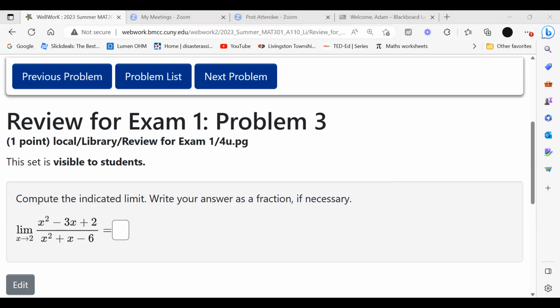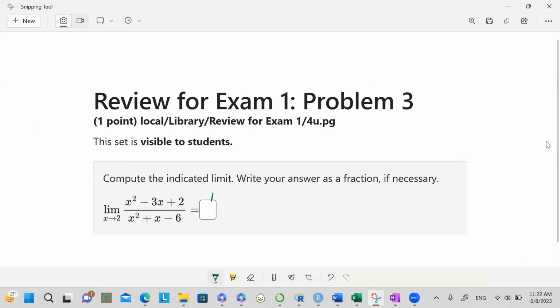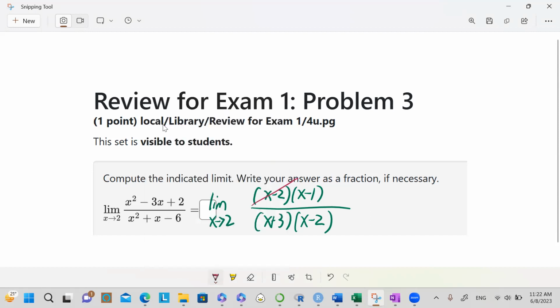Okay, so let me share the screen. So right here on the top, let's just copy this. The top we will factor into x minus 2, x minus 1. And the bottom will be x plus 3, x minus 2. Now by factoring, we'll be able to cancel the common factor x minus 2 and also redefine the function.